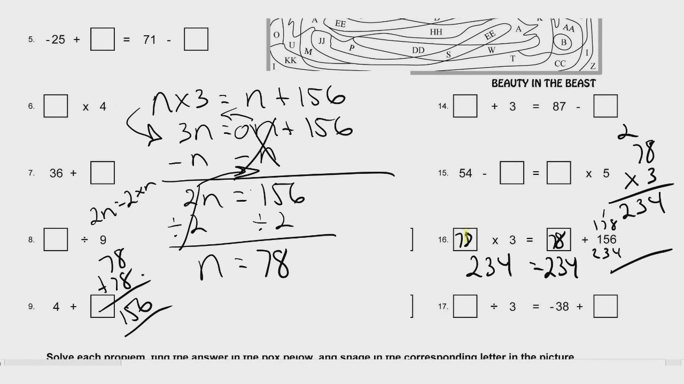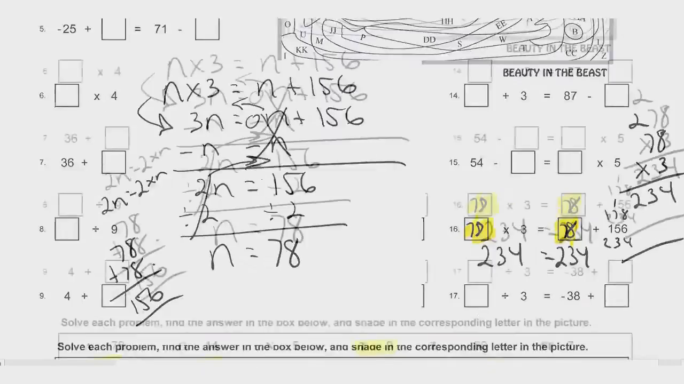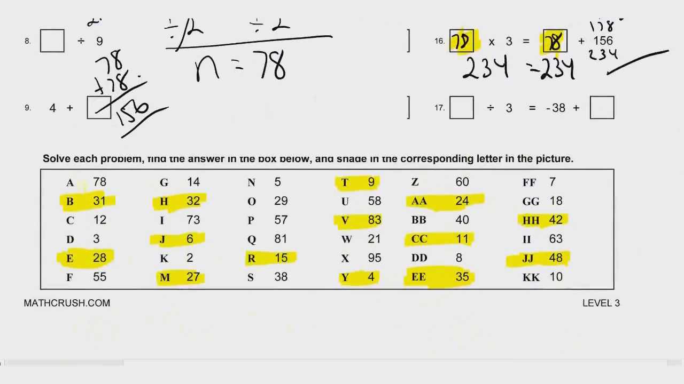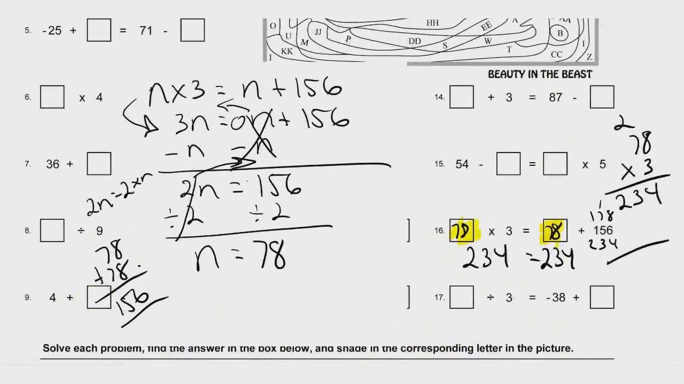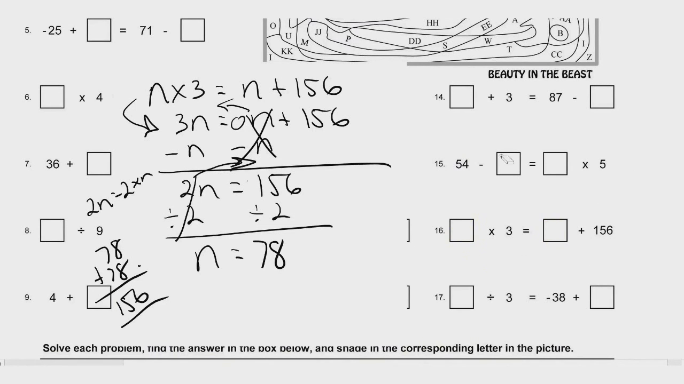So we come over here, we have 78, and we find all the 78s, which would be A. And you come back in the picture and shade in the A's. Last one, yeah, that is fantastic. We have problem 17.